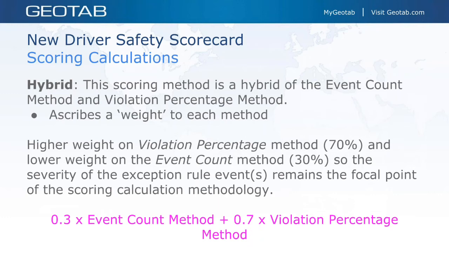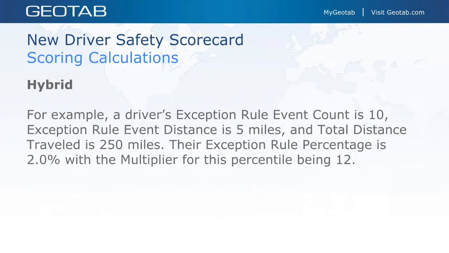Finally, we look at the hybrid. This scoring method is a combination of the event count method and the violation percentage method, and it ascribes a weight to each method. We're putting a higher weight on the violation percentage of 70%, and a slightly lower weight of 30% on the event count. In this way, we are looking at both how many times they broke the rule and what percentage of their driving distance they were breaking the rule, and we're taking both into account.